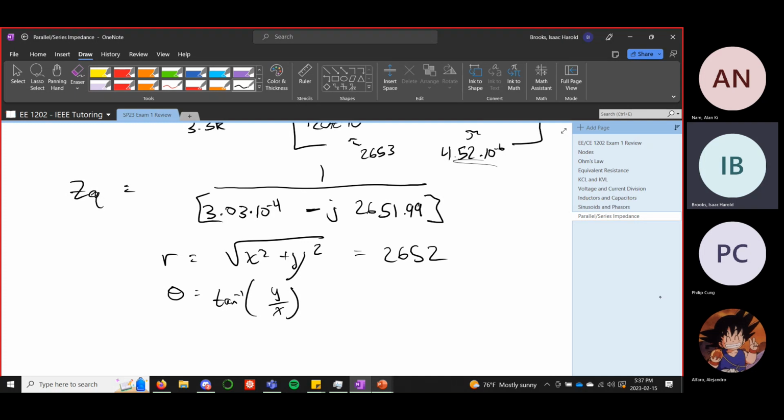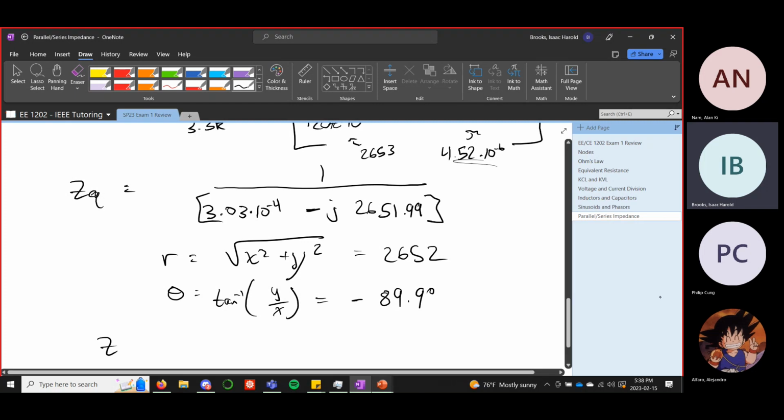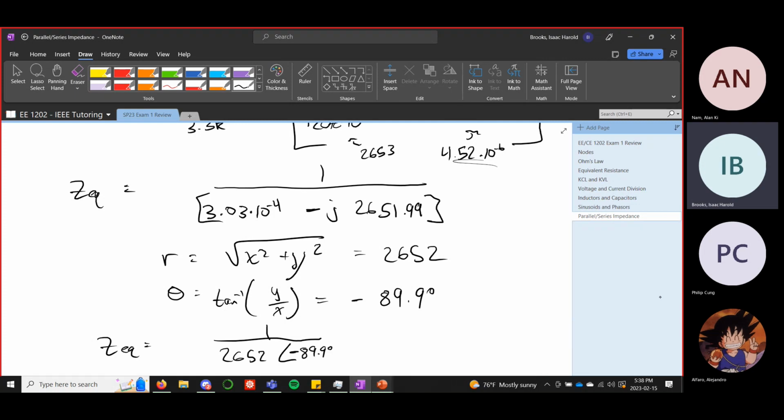2652. Okay. And our theta is going to be the inverse tangent of y over x. This is a negative 2652 divided by 3.03 times 10 to the negative 4th, which is negative 89.9 degrees. So we have our r, we have our theta. So Zeq equals 1 over 2652 at an angle of negative 89.9 degrees.